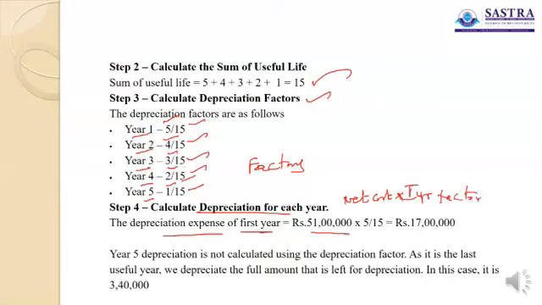So 5 by 15 is applied. What is here? 17 lakhs. And this 17 lakhs is the amount of depreciation for the first year, which has to be deducted from the total amount.